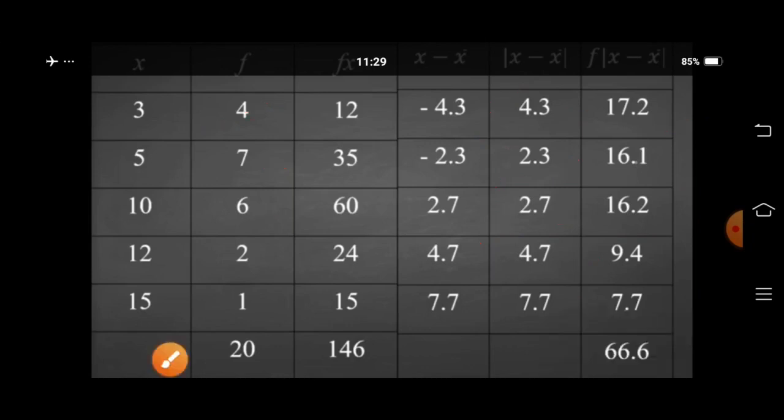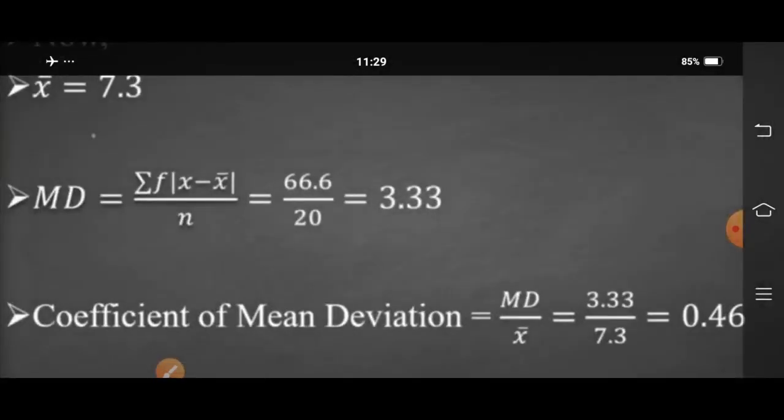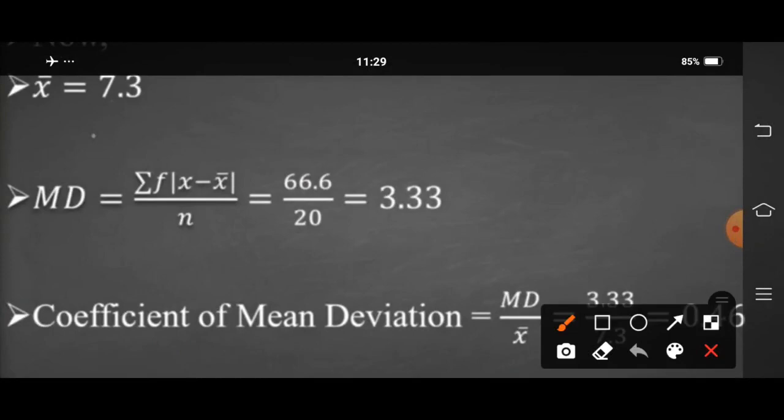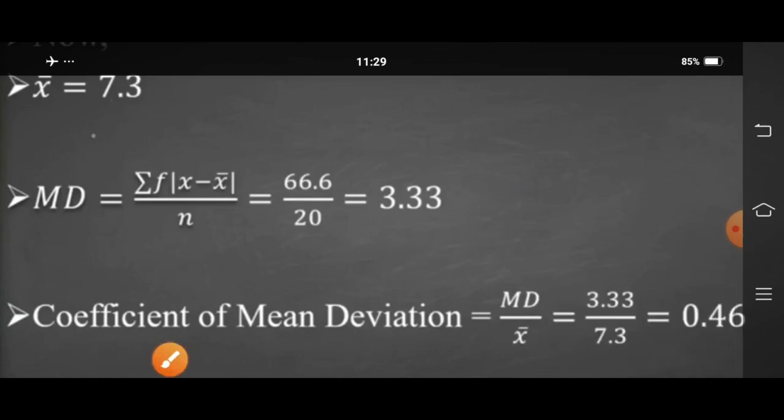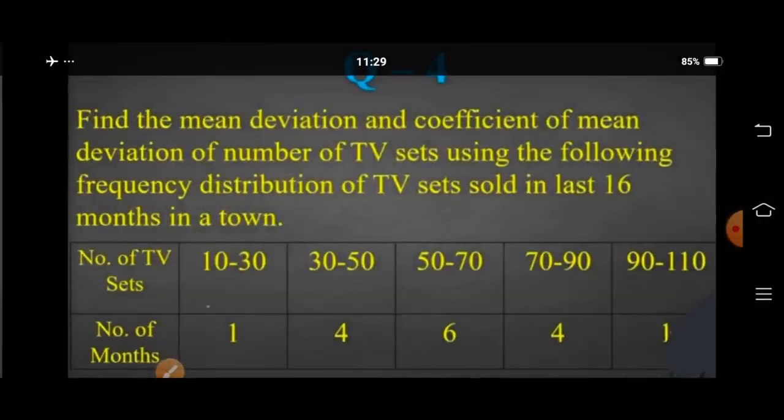Now, the total of this column is 66.6. Now we are going to put this into the formula: 66.6 divided by 20. The answer would be 3.33. Coefficient of mean deviation is mean deviation divided by mean, 3.33 divided by mean, which would be 0.46.